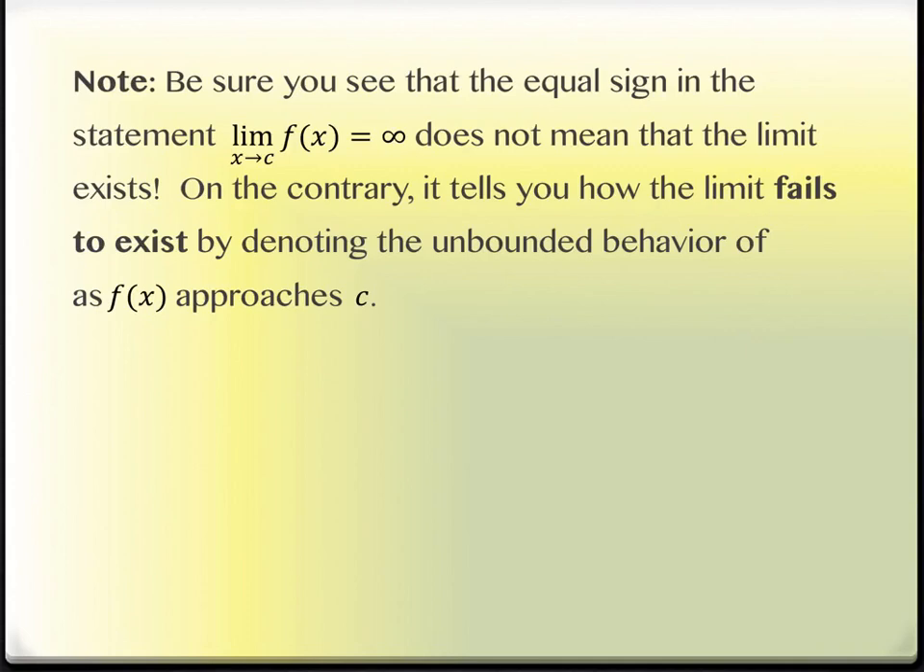There's a note on this that you need to be careful of. Be sure that you see that the equal sign in the statement does not mean the limit exists. This is what I was talking about. On the contrary, it tells you how the limit fails to exist by denoting the unbounded behavior. Unbounded means there's no cap. That's what we're saying. M can't be the biggest number. There's something always bigger as x approaches c. So that's what this note in your notes is for, to remind you of the fact that the limit doesn't really equal infinity. It's just telling us how it fails to exist. So we're going to do some examples of this.